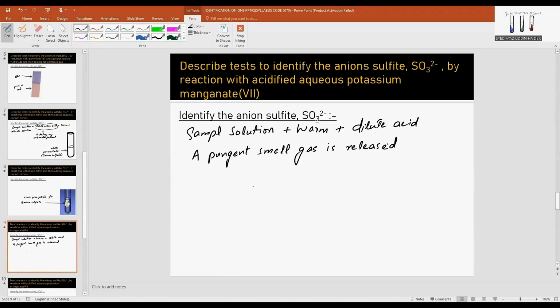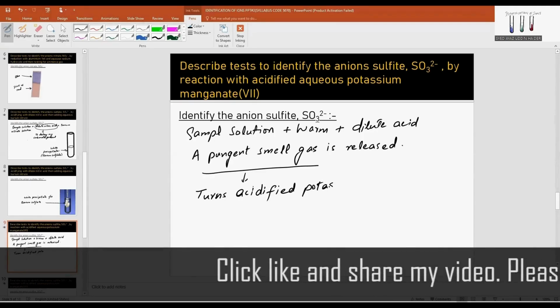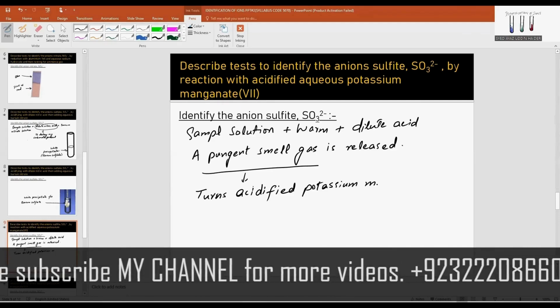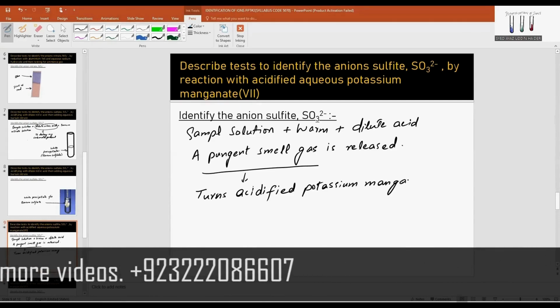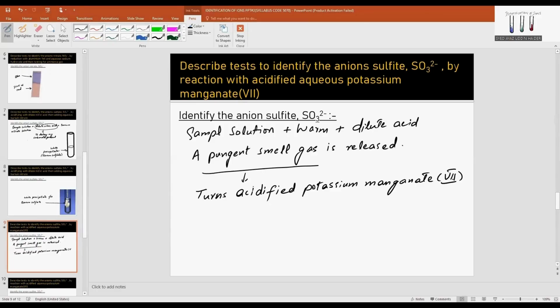which turns acidified potassium manganate(VII) from purple to colorless. Acidified potassium manganate(VII), from purple to colorless.